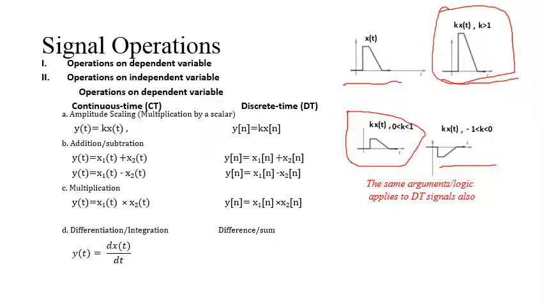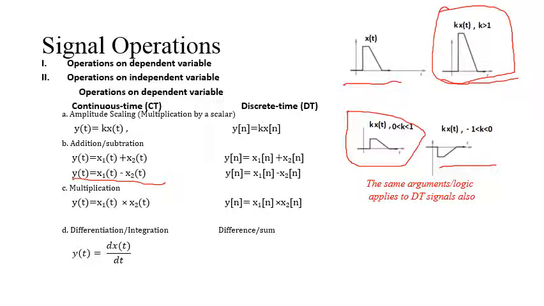So you understand that x1 of t, which we also call the dependent variable, has different values for different points of time. All the corresponding values, if you are adding the two, you will add, or if you are subtracting the two, then you will subtract the corresponding values of x2 of t from x1 of t, as shown here, right?